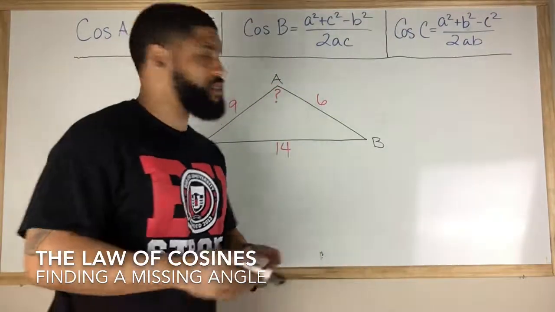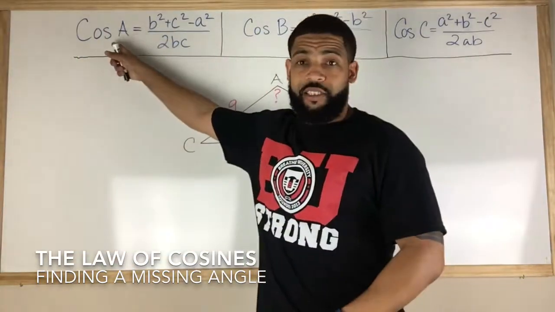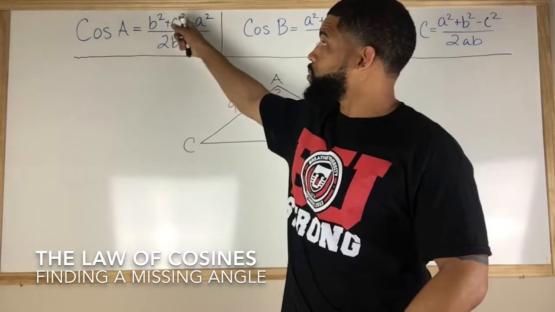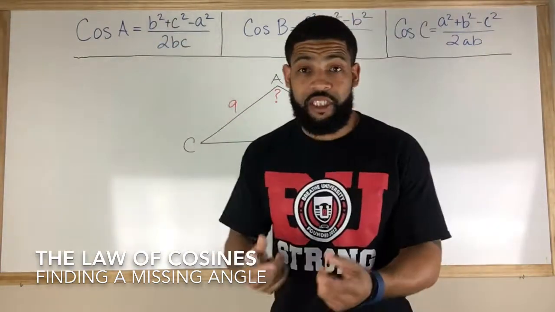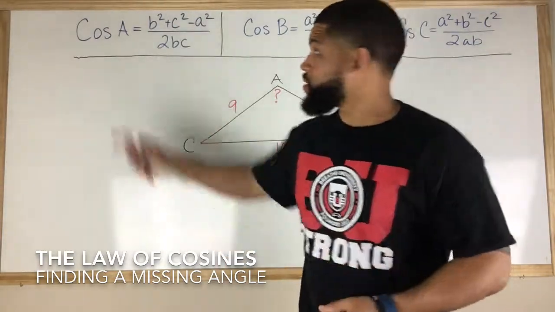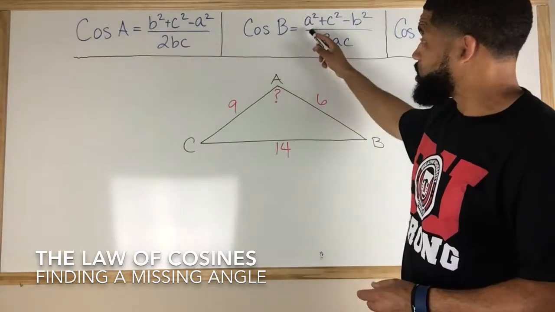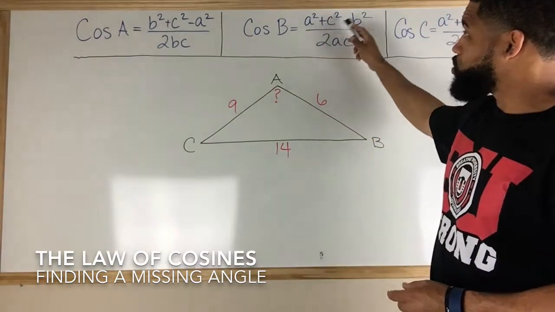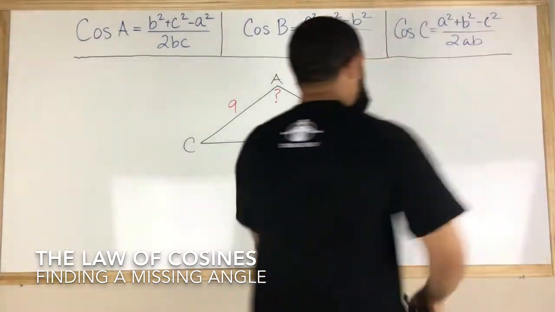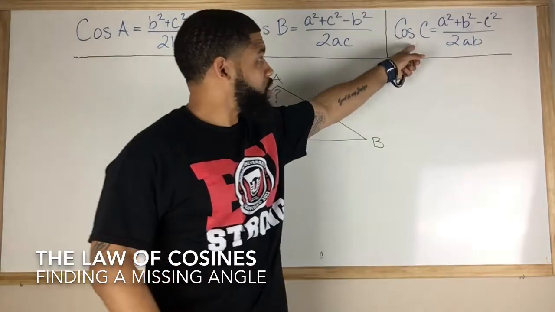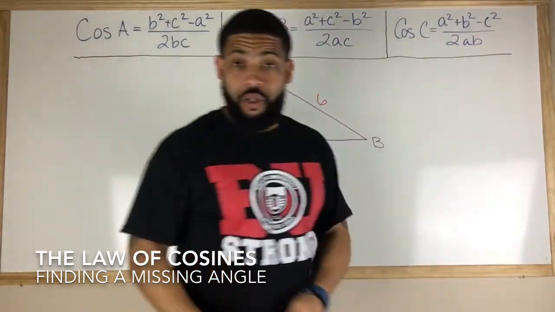As you can see across the top of the board, if we're trying to find the measure of angle A, I can say that the cosine of A is equal to B squared plus C squared minus A squared over 2BC. Remember, A, B, and C in this case represent side lengths. This A represents angle A. Here in the middle we have the cosine of angle B is equal to A squared plus C squared minus B squared over 2AC. And then if we're trying to find the measure of angle C, the cosine of C is equal to A squared plus B squared minus C squared over 2AB.